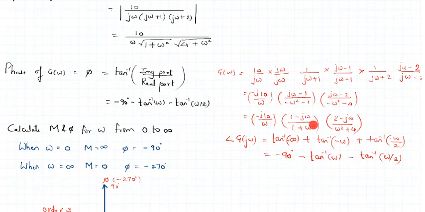When we move to the next term, find the tan inverse of imaginary part by real part. The only term that remains is minus omega. Similarly, taking the ratio of imaginary part by real part for the third term, we get the phase angle to be tan inverse of minus omega by 2. So collecting all the terms, we get the phase angle as shown here: minus 90 minus tan inverse omega minus tan inverse omega by 2. So this is the phase and this is the magnitude.